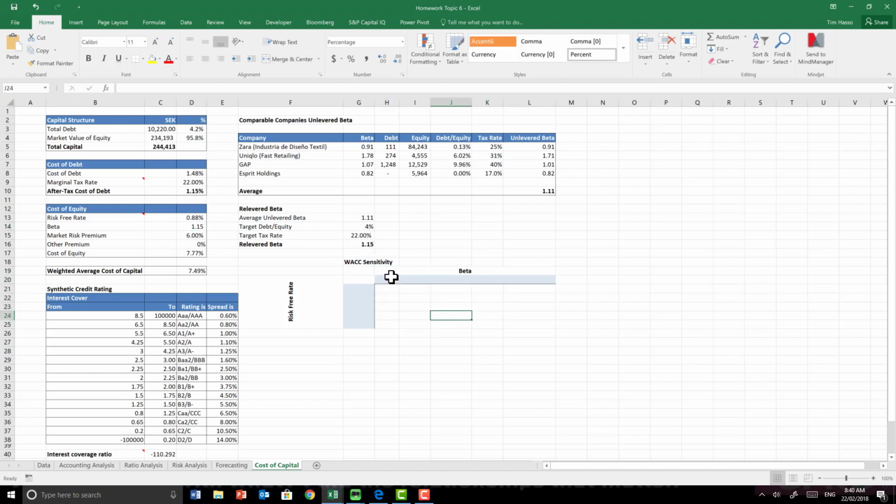Down here, we're going to be using a sensitivity table to do a what-if analysis, in the sense that what if beta was, I guess, 1, and what if the risk-free rate was 3%? What would the WACC be in that case, and so on. In order to do this, we're going to be using the data tables function in Excel. Basically, you allow Excel to automatically calculate the sensitivity for you. To do this, you need to structure it in a particular way.